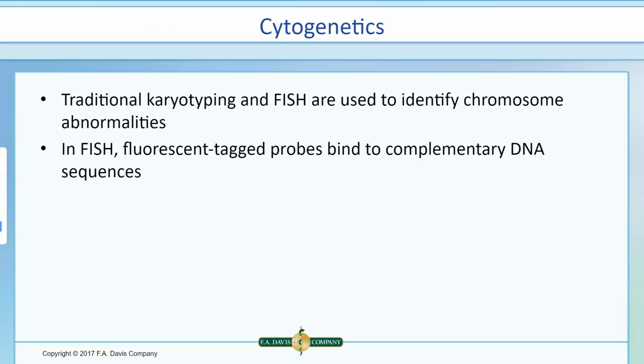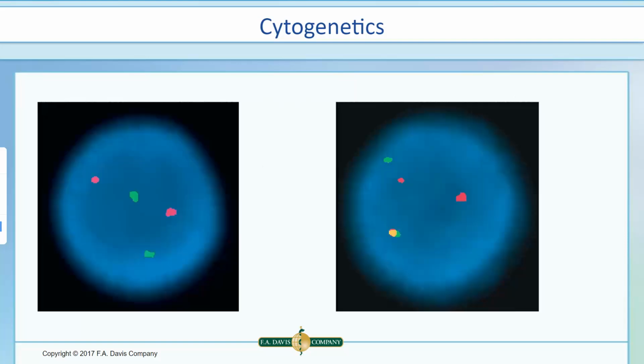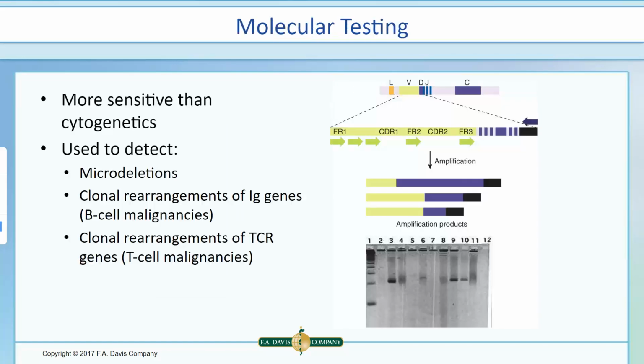There's also cytogenetics. Traditional karyotyping and FISH are used to identify chromosome abnormalities. In FISH, fluorescent tagged probes bind to complementary DNA sequences. FISH stands for fluorescence in situ hybridization, and we'll learn more about that when we get to molecular diagnostics. Here's a picture of it. Molecular testing is more sensitive than cytogenetics, and most of the time this is done through PCR. We will amplify particular regions and then run them out on the gel.